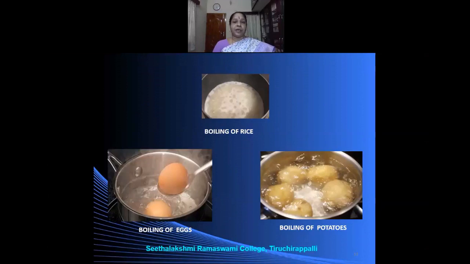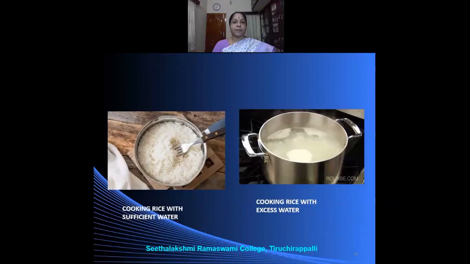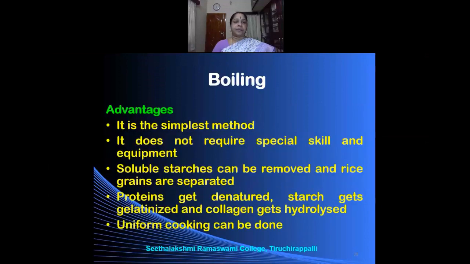So here you can see the various boiling processes: the boiling of rice, the boiling of egg where there is excess water, and the boiling of potatoes where we use excess water. And here we are cooking rice, one with the excess water and the other with sufficient water. And what are the advantages of boiling?